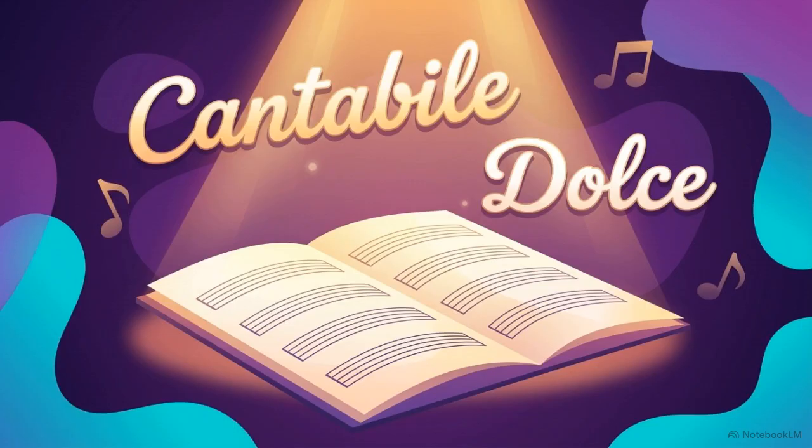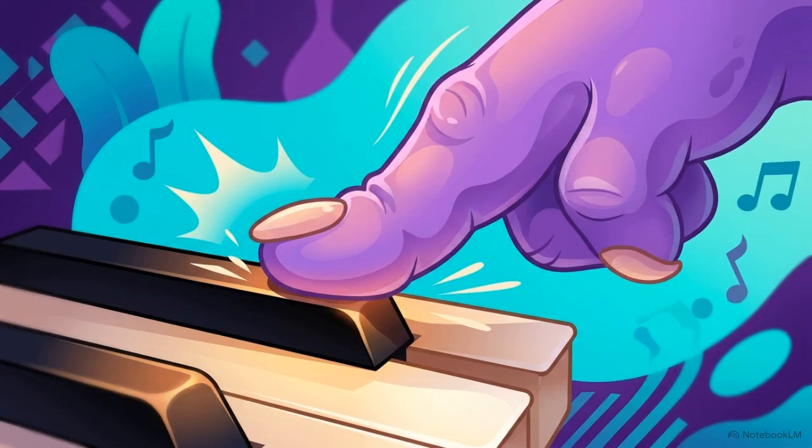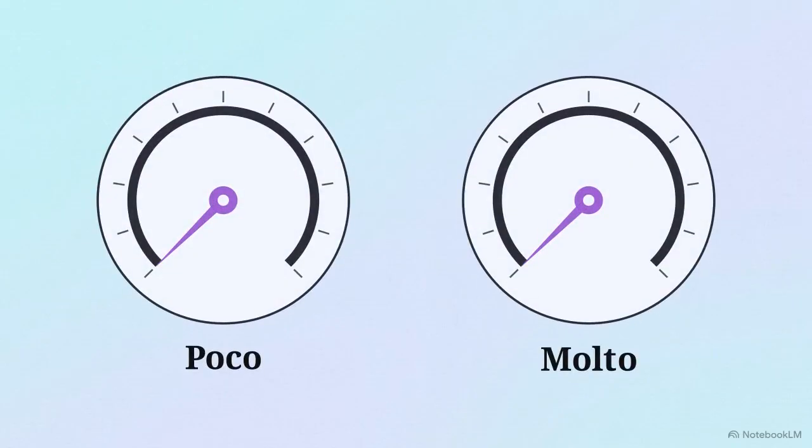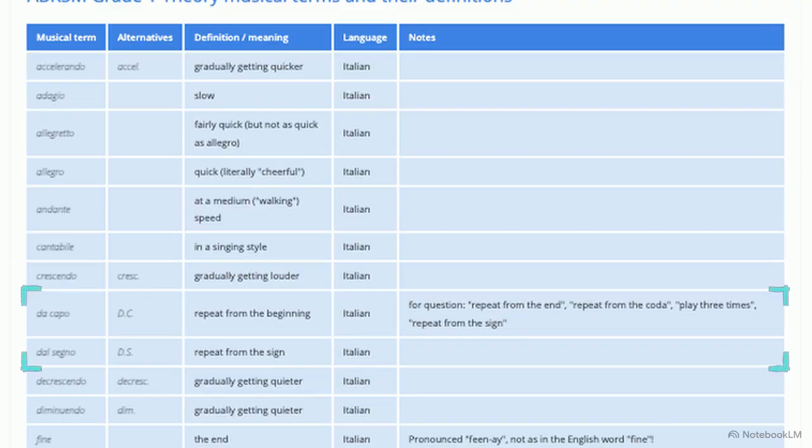Composers also write in explicit mood directions. Cantabile asks you to play in a singing style, while dolce means to play sweetly. On the more aggressive side, an accent mark above a note means you strike it strongly with an immediate attack. Any of these instructions can be dialed up or down using two simple modifiers, poco meaning a little, or molto meaning very.